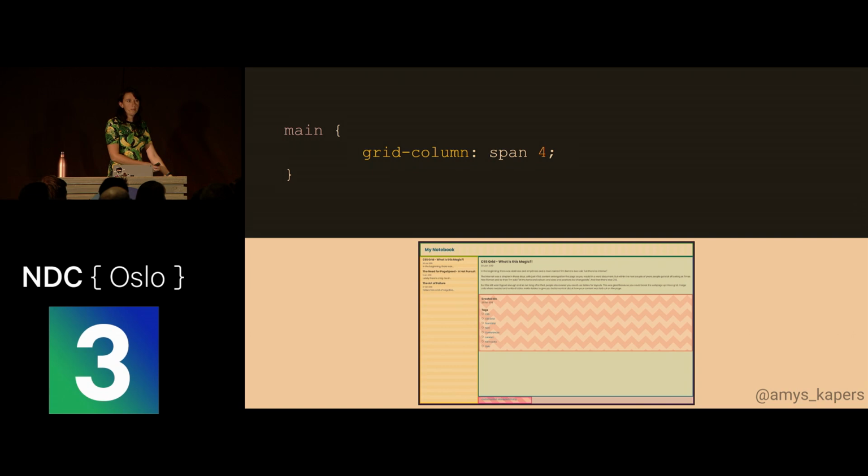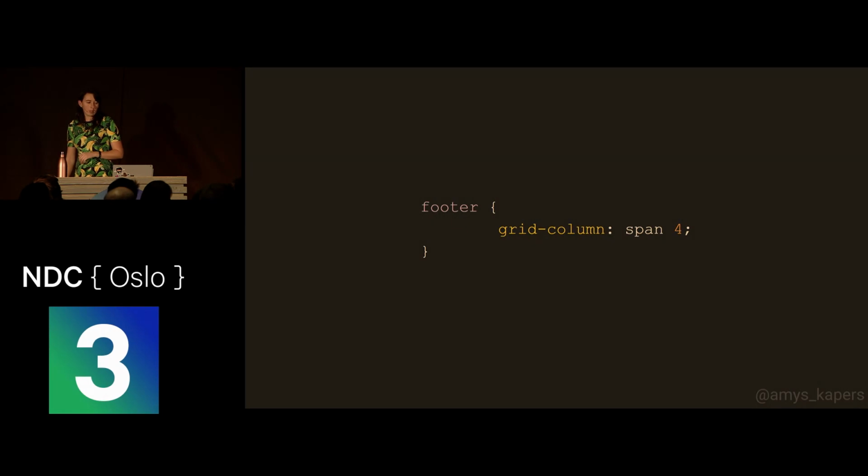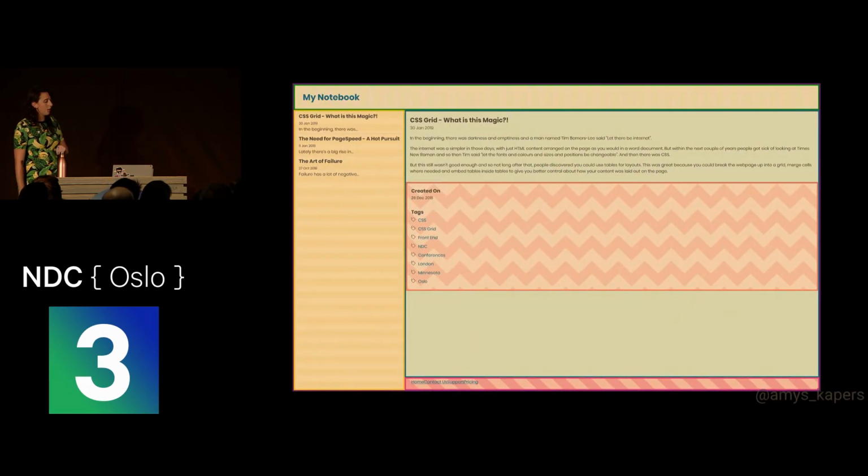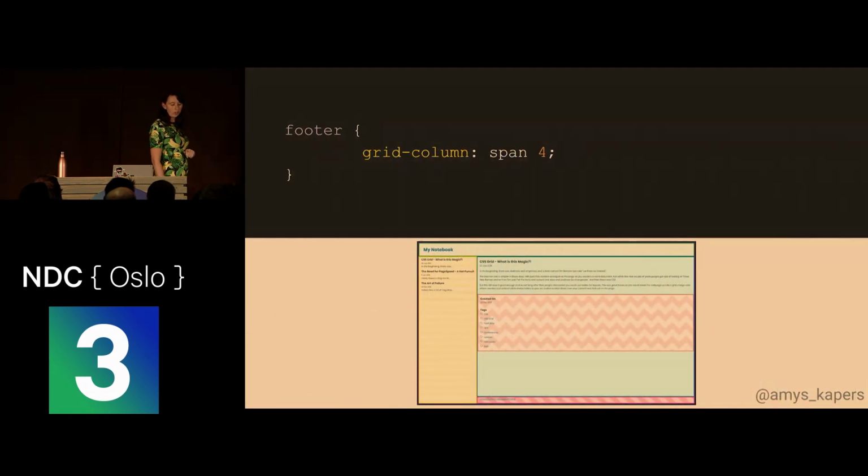And lastly, we're going to make the footer take up the rest of the grid to nicely complete the box, like a really, really spectacular game of Tetris. We're going to say footer, grid column, span 4, and that one has now spread out to take the full rest of the bottom row.